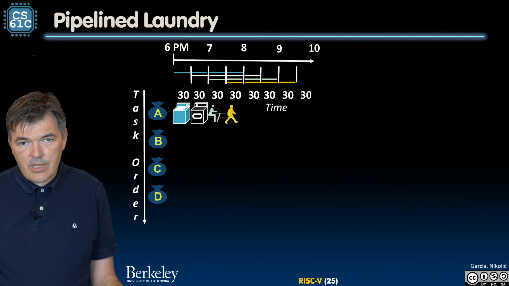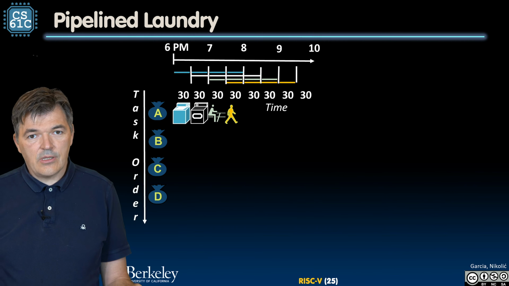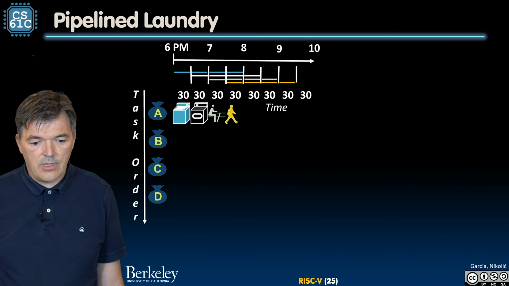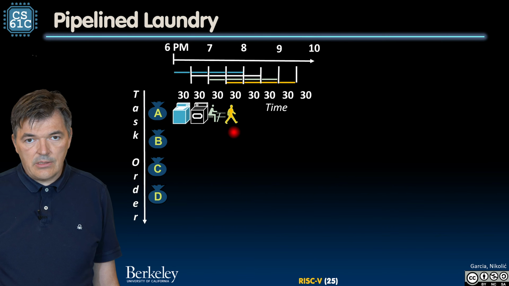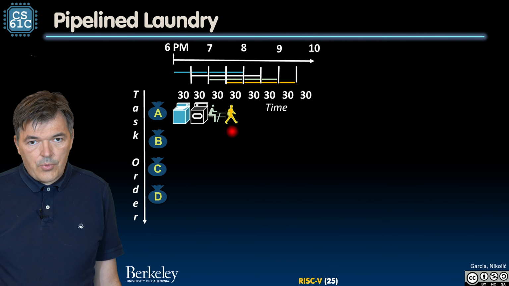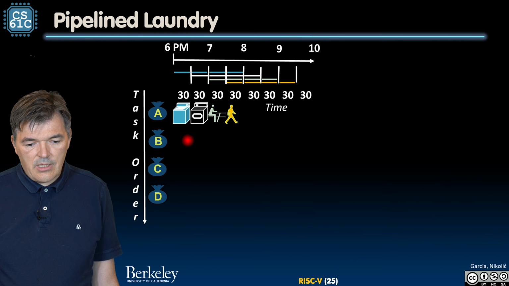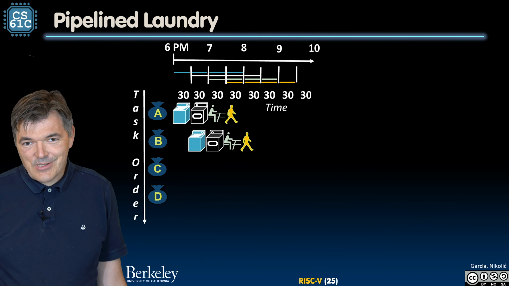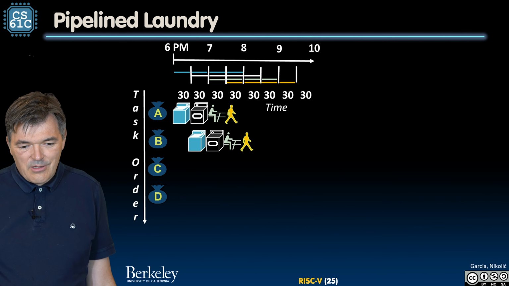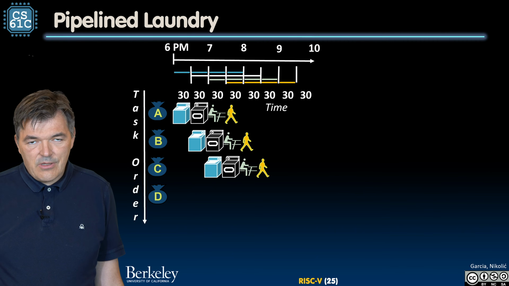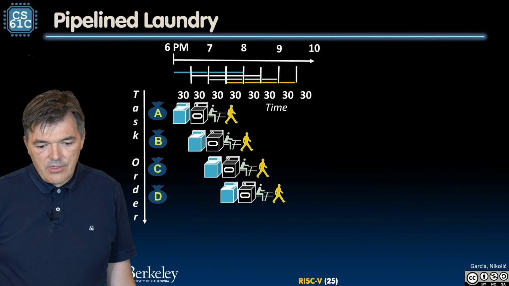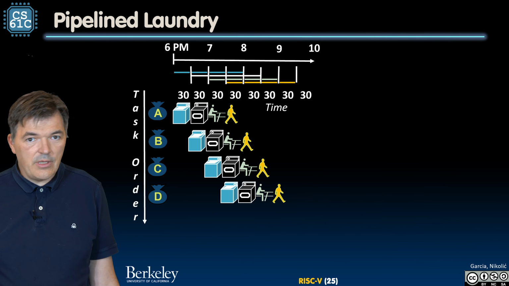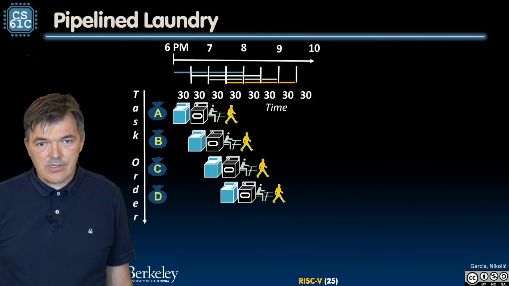So Avi still has to start at 6, and he's going to go through his cycle of washing, drying, folding, and stashing. And he will be done at 8. But Bora doesn't have to wait until 8. Bora can just start at 6:30 and go through the 4 phases of laundry processing. Caroline can start at 7, wash, dry, fold, and stash, and then Dan can start at 7:30 and be done by 9:30, just in time to record his next lecture.